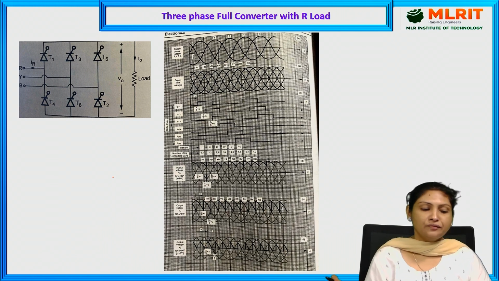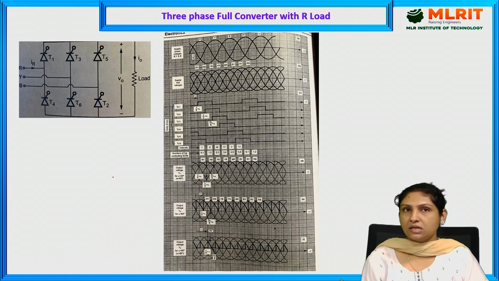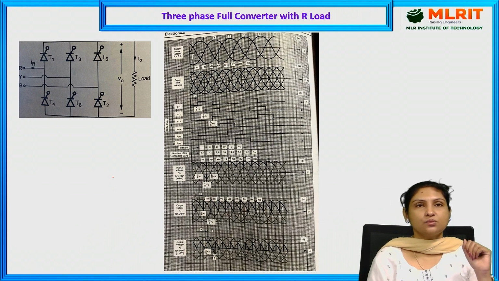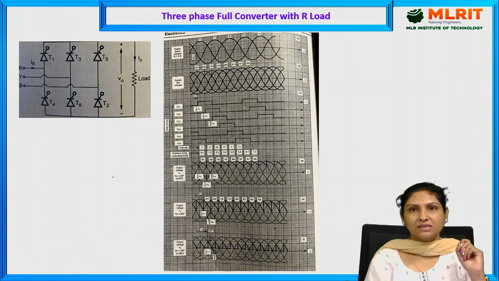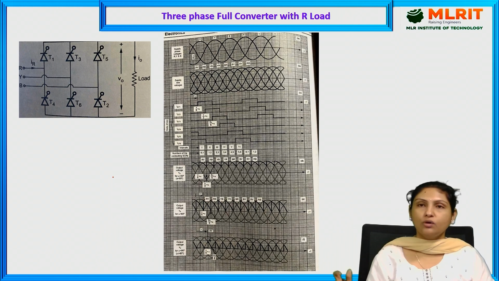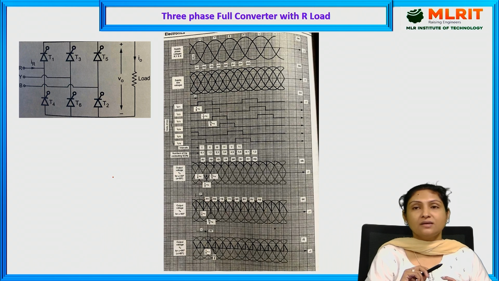Previously we have seen semi-converters. There we made use of half of the devices as thyristors and the other half as diodes. Whereas here, all the devices we are making use of are fully controllable devices, that is thyristors. That is the reason for the name three-phase full converter, here with resistive load. I have already explained how to draw these phase voltages and line voltages as well. Here we are making use of 6 thyristors.